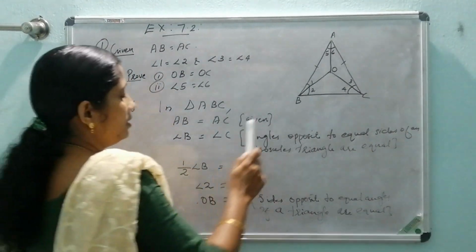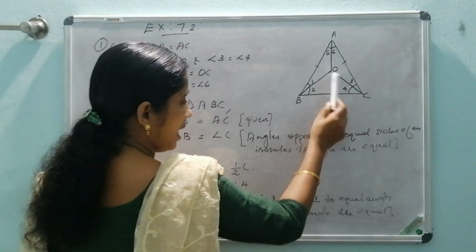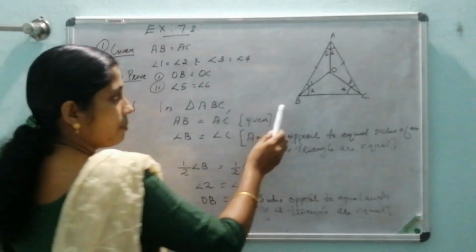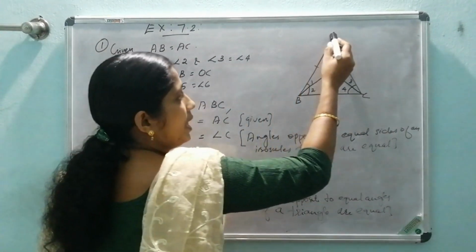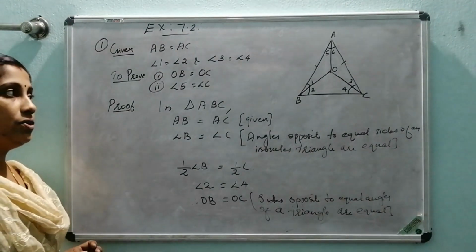Then it is given in the question that the bisectors of angle B and C intersect at O. So we draw the bisectors of angle B and C intersecting at O. Then join A to O. That is also specified in the question. Thus we draw the figure.